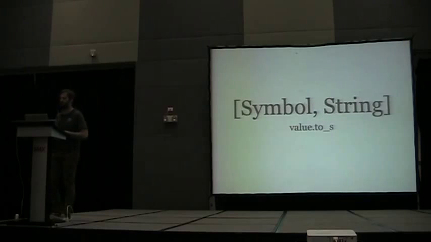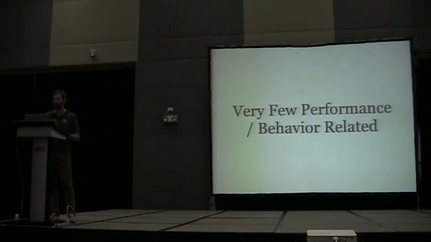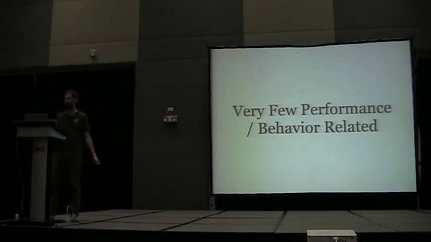And the next one was symbol or string. That one's a little bit harder to change. But what's interesting is that these particular places are accidental. I want to call it accidental polymorphism. It wasn't done on purpose. It just happened to be an array, or it happened to be nil, but it very well could have been a set. We could have made it monomorphic. These are what I like to call accidental polymorphism. Very few of these polymorphic call sites were actually done for performance or behavior-related reasons.